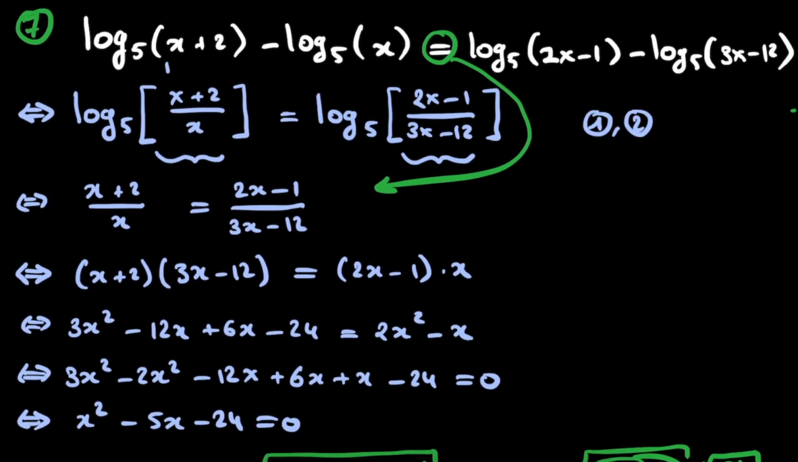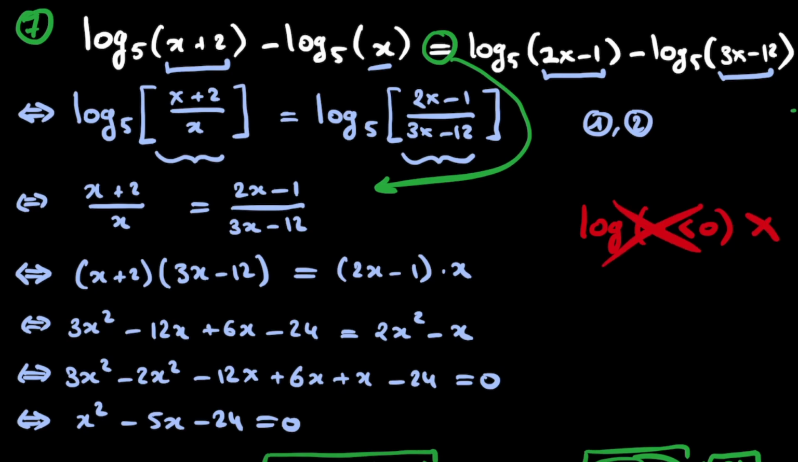We see that we have the logarithm of x plus 2, x here, 2x minus 1, and 3x minus 12. Now what is important here to realize is that the logarithm of any base of a number that is smaller than 0 is ill-defined, so this cannot happen. Therefore, if we have a solution, and again our solutions were x is equal to minus 3 or x is equal to 8, if one of these solutions makes it so that we have a negative number inside of the logarithm, then we can already cancel that solution.